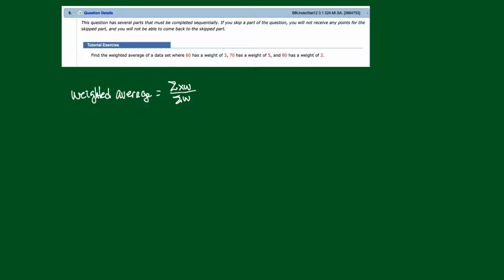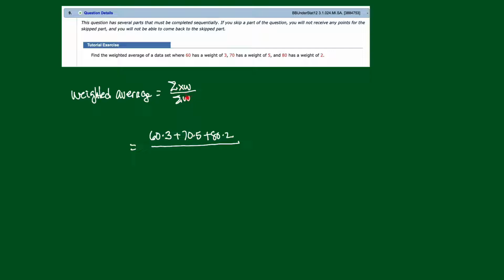So first of all, this is going to be 60 times 3. Makes sense? I've got the X value times the weight. And then that tells me add the X value times the weight. Come over to the next one. 70 has a weight of 5. So this is going to be 70 times 5 plus, and then finally, X value times the weight. 80 has a weight of 2. So 80 times 2 all over, well, what is this?